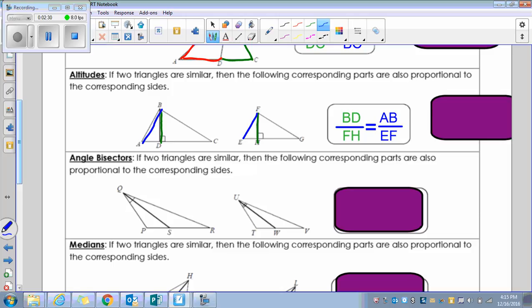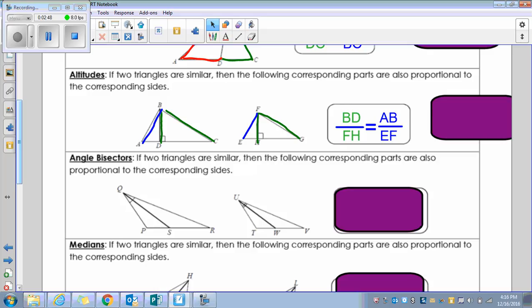There we go. We could have also said BD over FH is equal to FG over BC. Or I'm sorry, the other way around, BC over FG. As long as it's one side of the triangles that are corresponding.